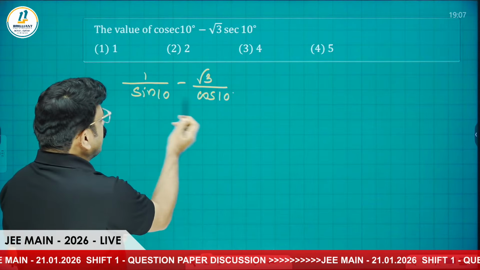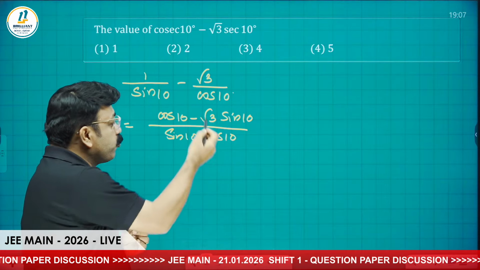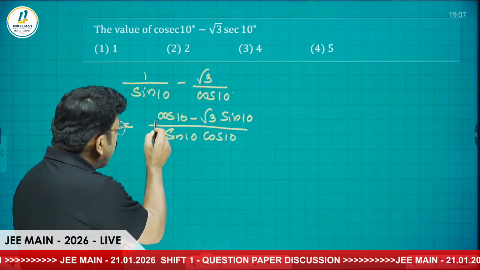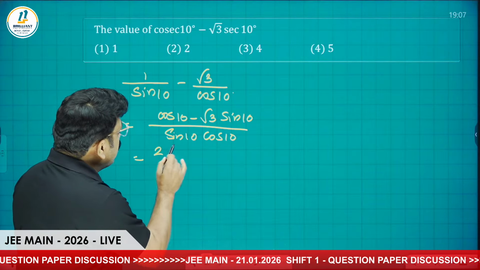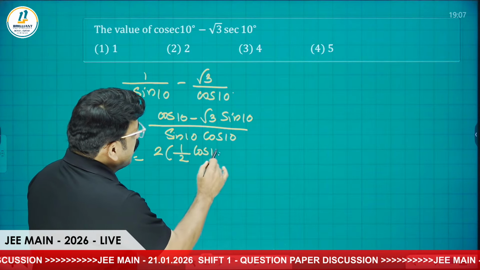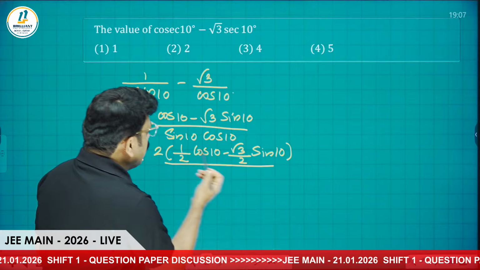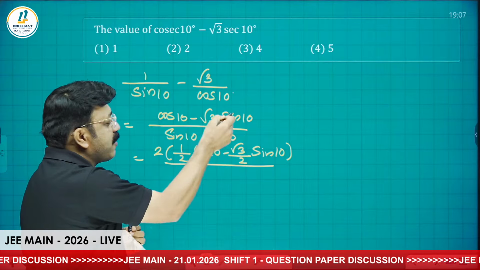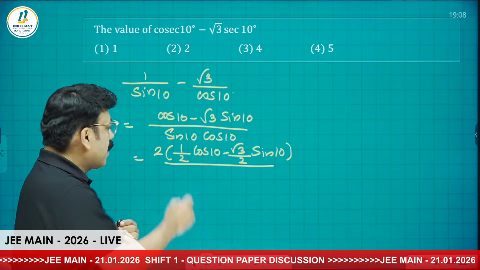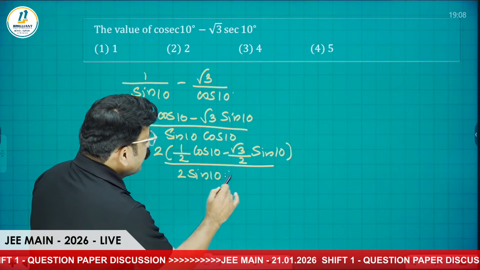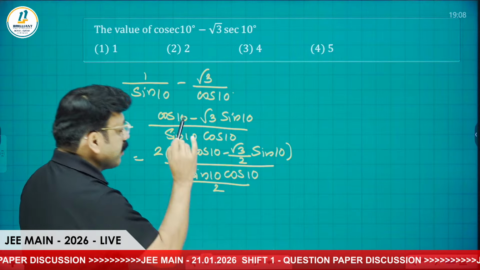We can rearrange this one. Root 3 by 2 is a table value, and at the same time 1 by 2 is also a table value. Then multiply and divide by 2. Then here we'll write 2 into (1 by 2 of cos 10 minus root 3 by 2 into sine 10), all divided by sine theta into cos theta. If 2 sine theta cos theta, directly we can write sine 2 theta, so multiply and divide by 2 here also: 2 sine 10 into cos 10 divided by 2.